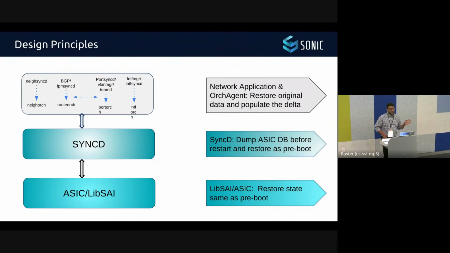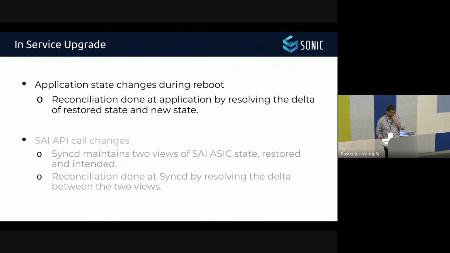For warm boot, you would see that we dump the ASIC DB and restore it. But in the case of express boot, we don't need to do that. The state is restored as it was, that's the idea for the ASIC. How we do it, we'll go forward and see. I already spoke about that: the reconciliation is done at the application level. We still need to keep doing that.